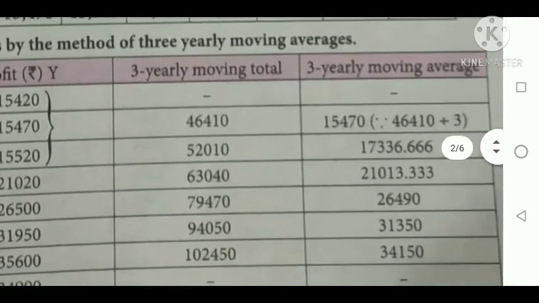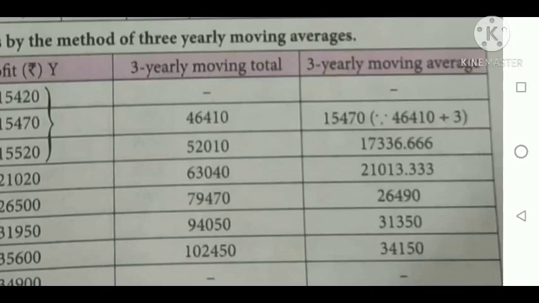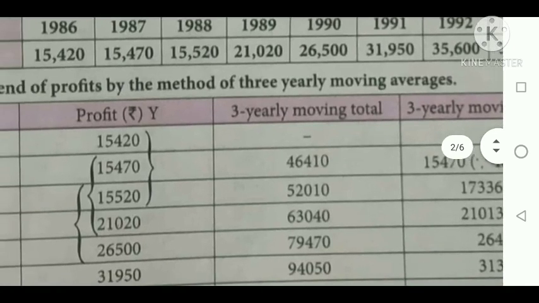After attending these 3 years, we divide by 3 because it is a 3-year moving average. In order to find the average from the 3-year moving total, I am dividing it by 3. After dividing by 3, you are getting the answers: 15,470, 17,336, 21,013, 26,490, 31,350 and 34,150. This is the way you do the sum.